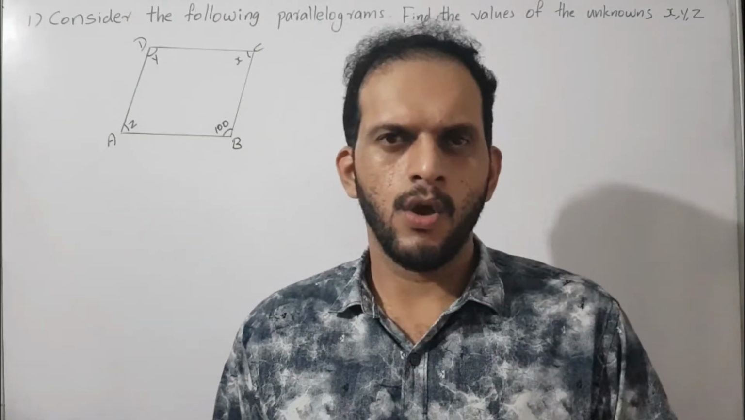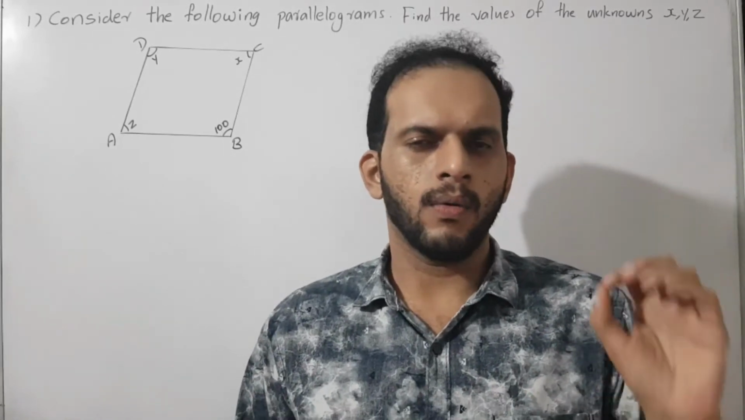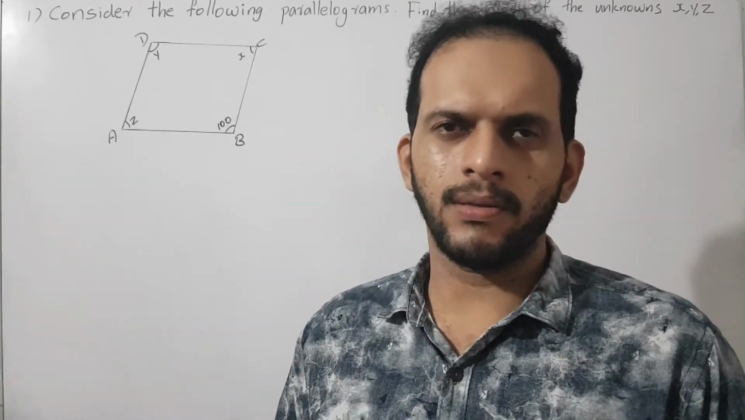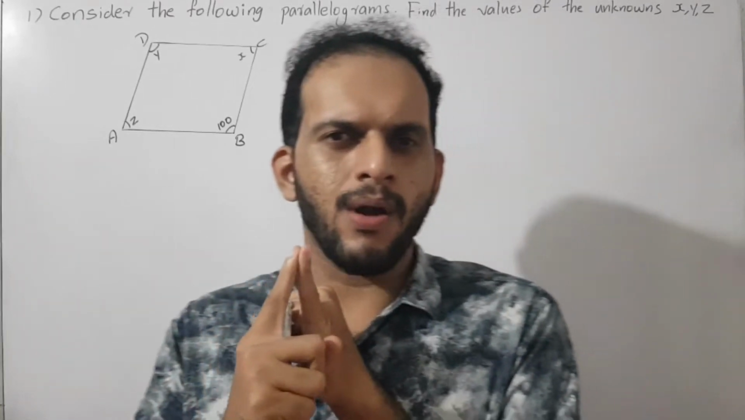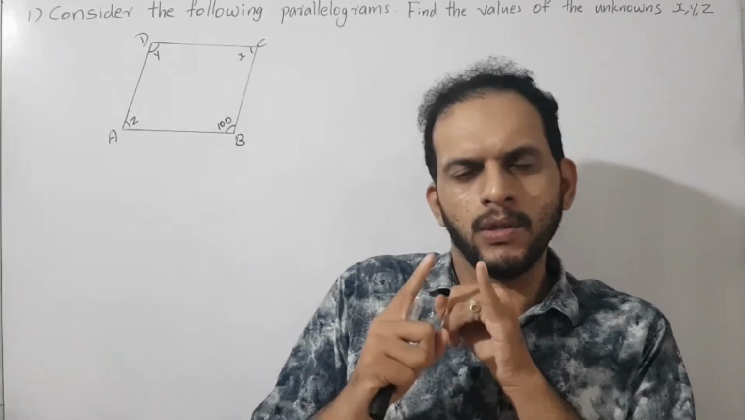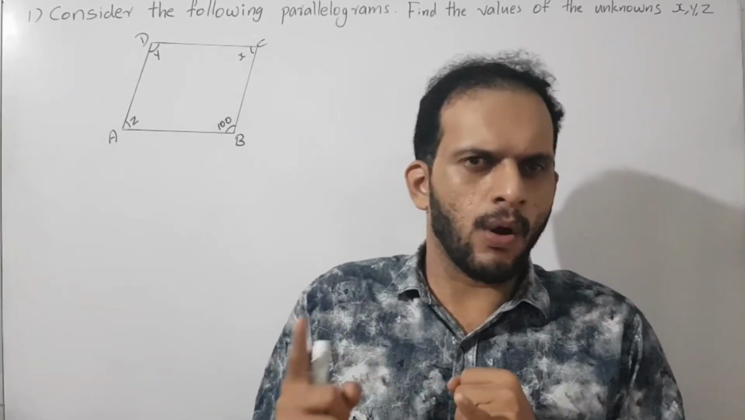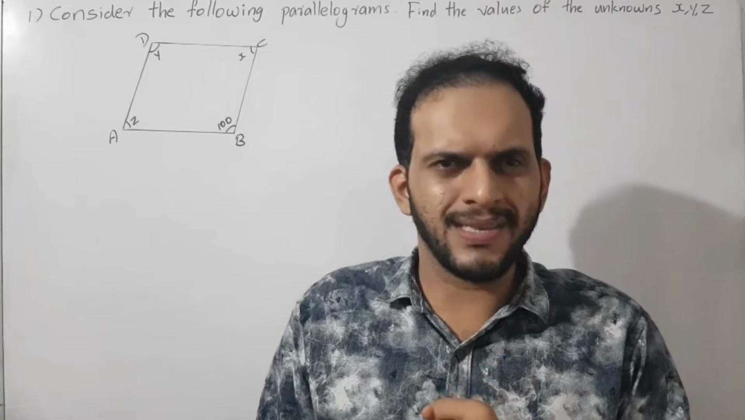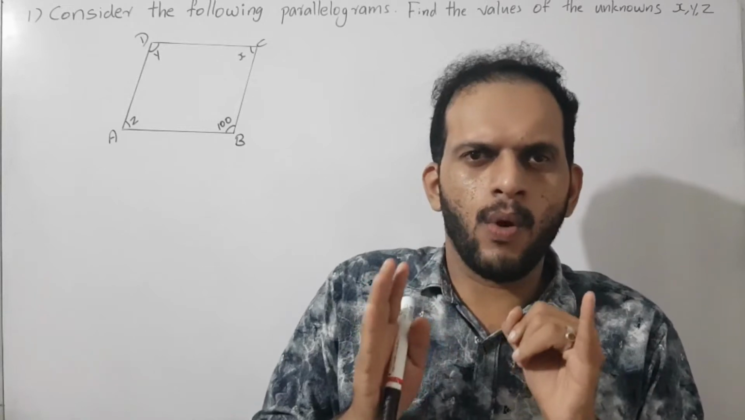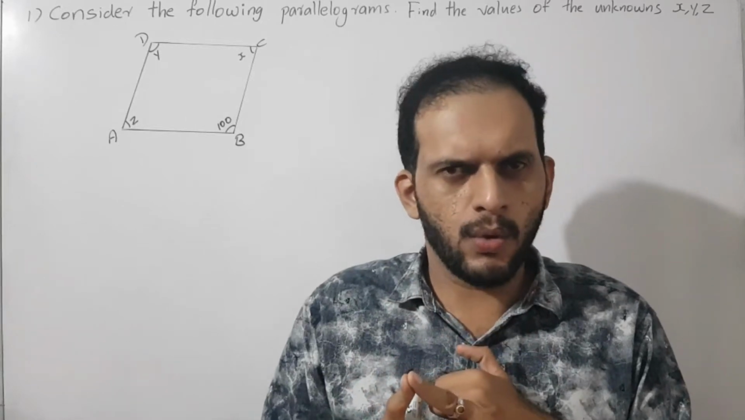In the last class, we discussed the different quadrilaterals and the main properties of a parallelogram. The first one is based on the sides. In a parallelogram, the opposite sides are parallel. A parallelogram is a quadrilateral whose opposite sides are parallel, and the second property we studied is that opposite sides are equal.